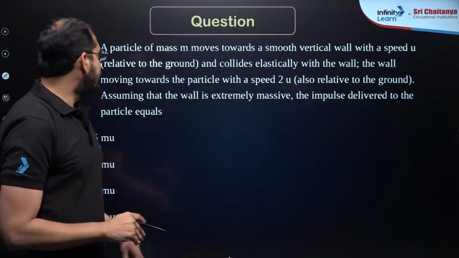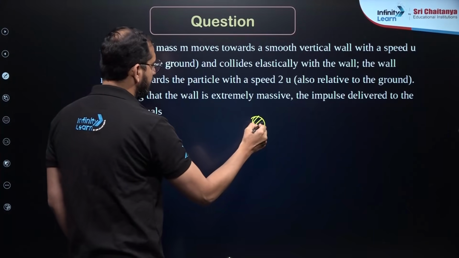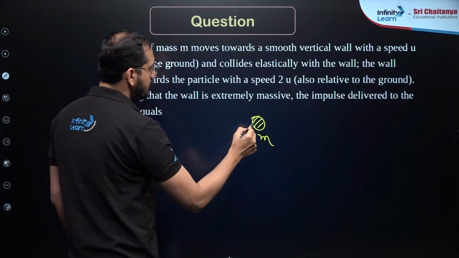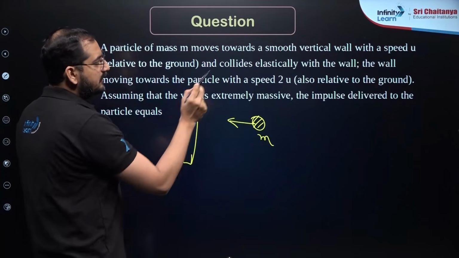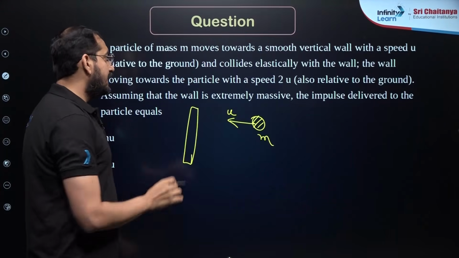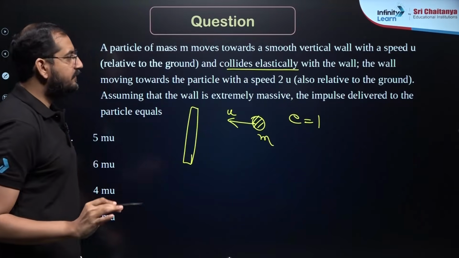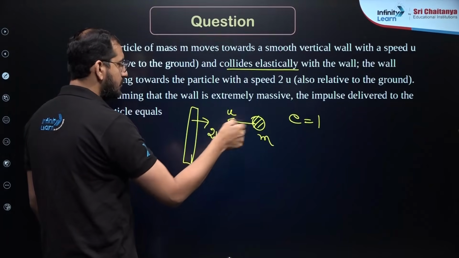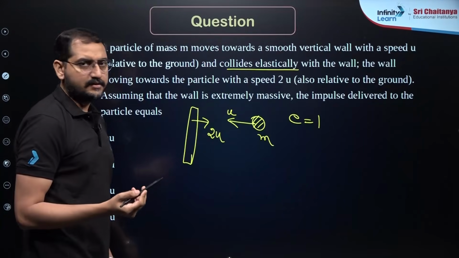Okay. Let's move on to our next question. So there is a particle of mass m moving towards a smooth vertical wall. Here we have a wall, and it's a smooth wall. The particle is traveling with a speed small u relative to the ground, and then it collides elastically. I have to take the coefficient of restitution as 1. The wall is moving towards the particle with a speed 2u. This is also with respect to the ground, assuming that the wall is extremely massive, right?